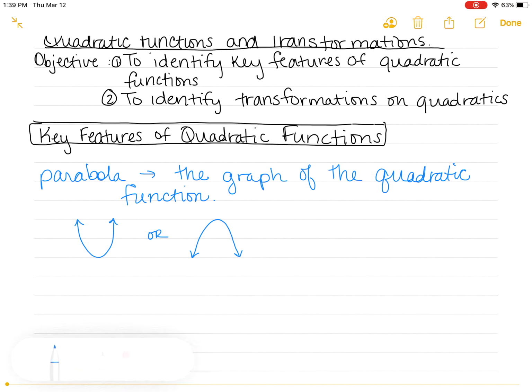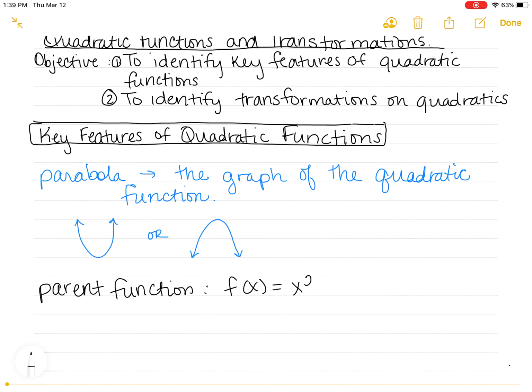All right, so the parent function for quadratics is y equals x squared, or f of x equals x squared. And again, you studied those in Algebra 1, learned all kinds of things about them that we are going to revisit in the first part of this chapter in your textbook.